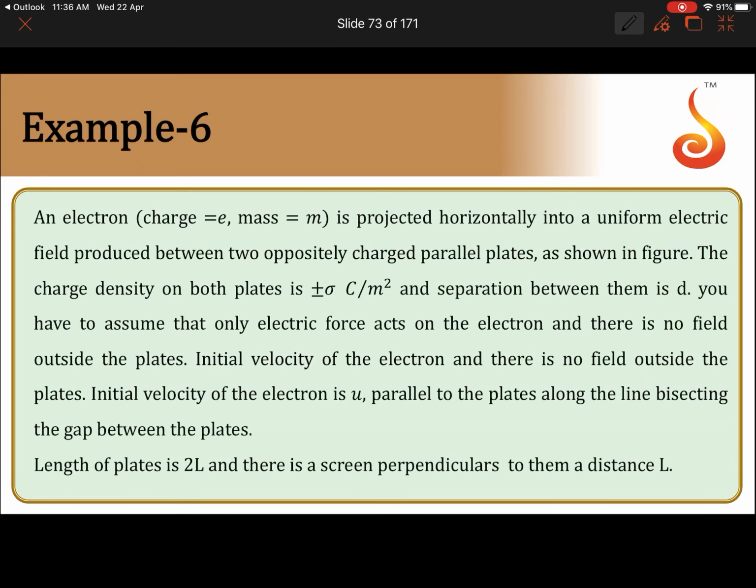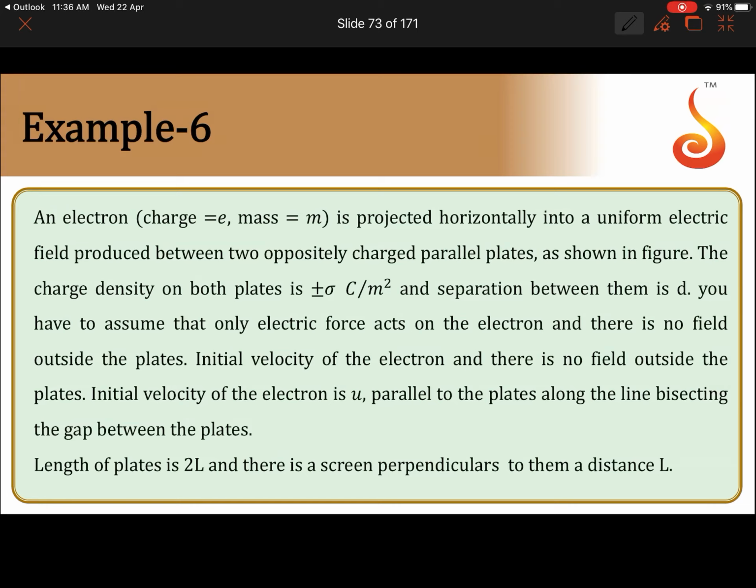Now come to example number 6. An electron is projected horizontally into a uniform electric field produced between two oppositely charged parallel plates as shown. The charge density on both is sigma, and separation between them is d. You have to assume that only electric force acts, and there is no field outside the plates.